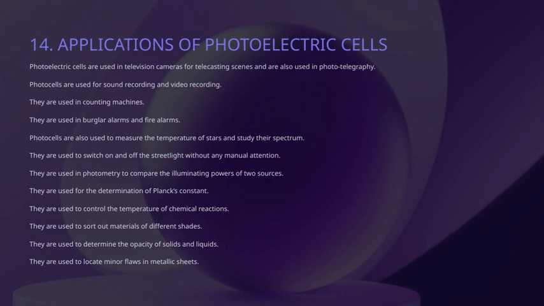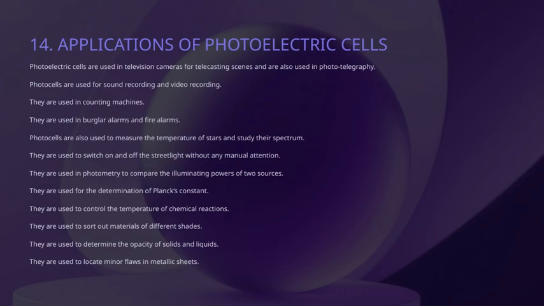They also help determine the opacity of solids and liquids, which is important in various scientific and industrial processes. Another common application is sorting materials based on their shades, which is useful in recycling and mineral processing. Photoelectric cells are also used to monitor and control the temperature of chemical reactions, helping maintain optimal conditions. Interestingly, they are involved in fundamental physics experiments, such as the determination of Planck's constant, by studying the photoelectric effect.